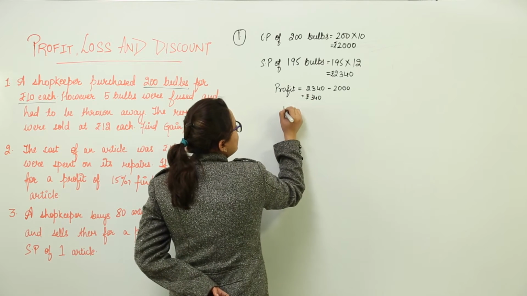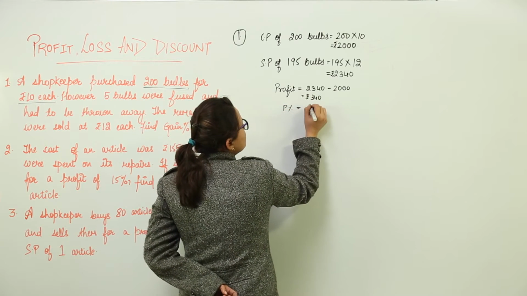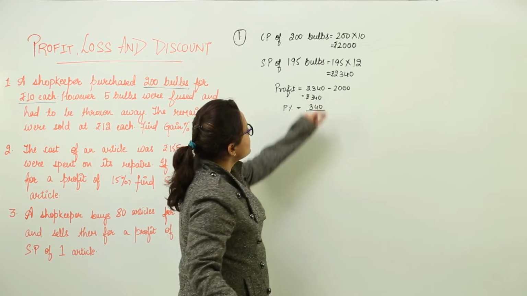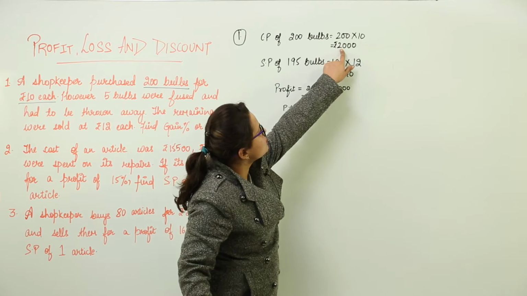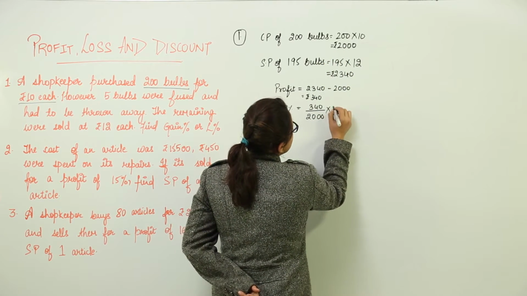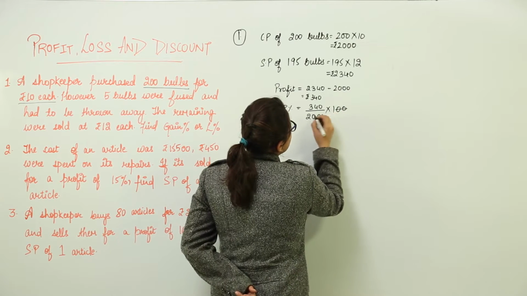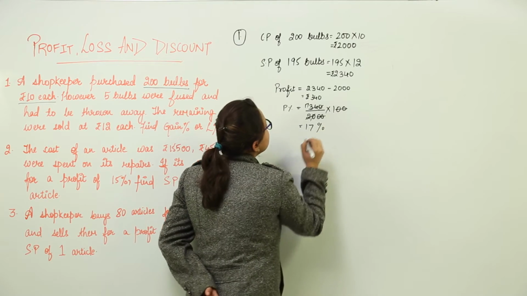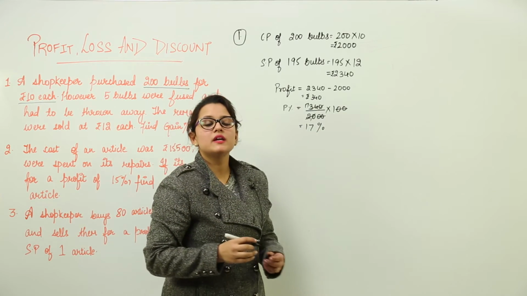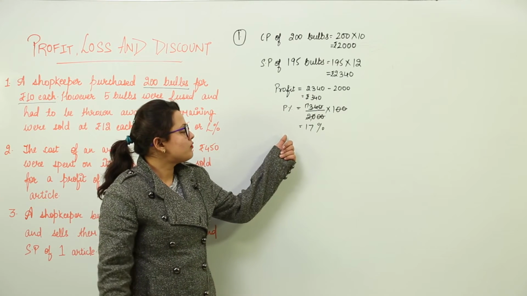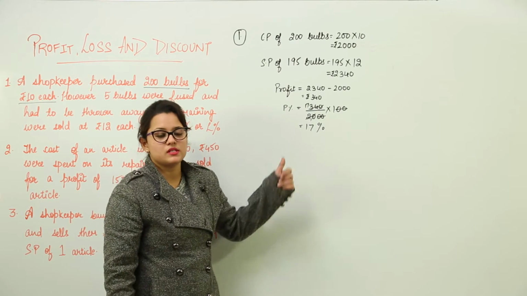This is my profit, and what is the profit percentage? It would be 340 upon the cost price of the product, that was 2000, and we multiply this with 100. Solving this, we get 17. That is, on purchasing 200 bulbs and selling 195 bulbs, we have got the profit of 17%.